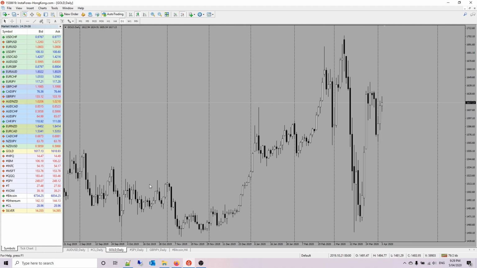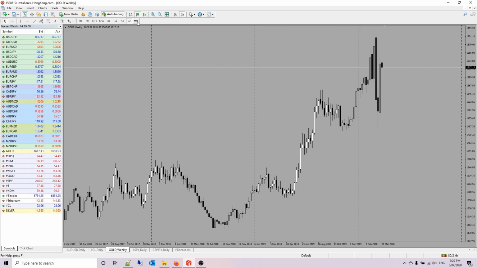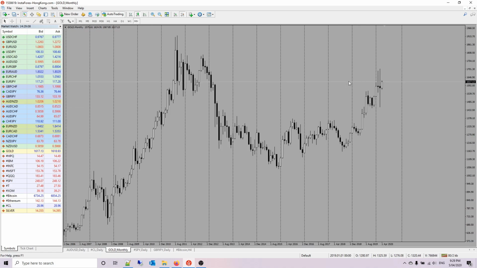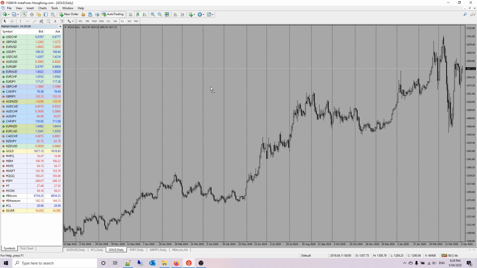Gold is going up definitely. So down, going up again, going to test this high, back to here. So this is the most basic candlestick chart you'll see.